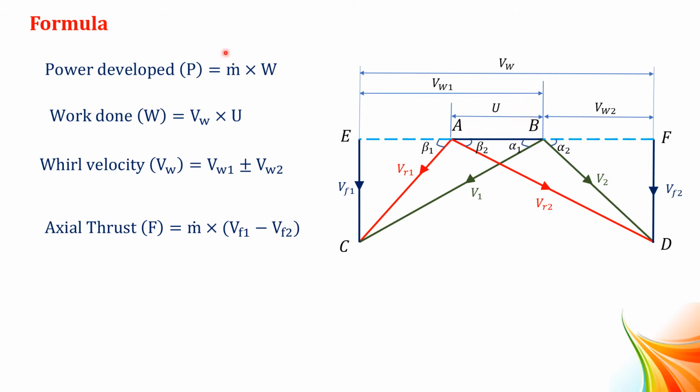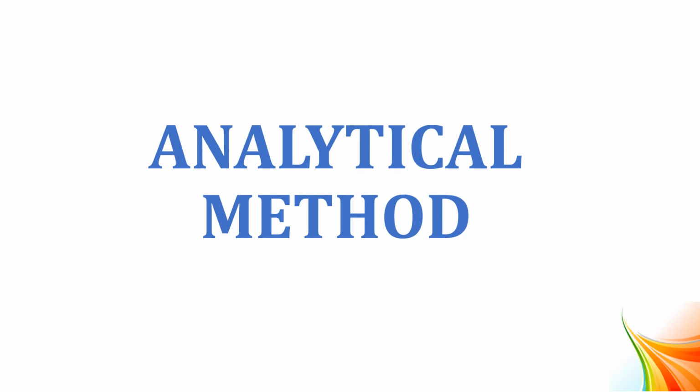Here m dot equal to mass flow rate of steam. U is the blade velocity. VW1 is the velocity of whirl at the entrance of the moving blade in meters per second. VW2 is the velocity of whirl at exit of the moving blade in meters per second. VF1 is the velocity of flow at the entrance of the moving blade in meters per second. VF2 is the velocity of flow at the exit of the moving blade in meters per second. Now we can solve this problem by the analytical method.